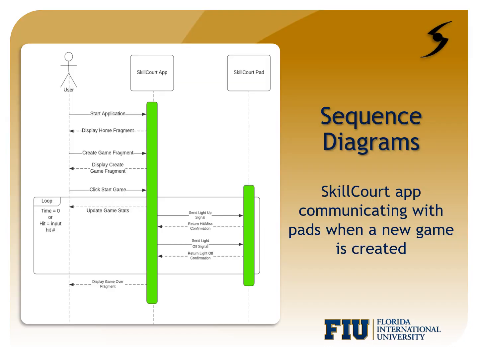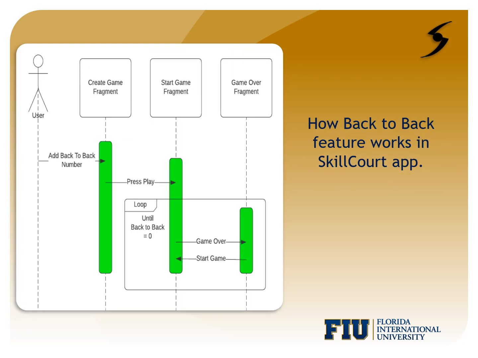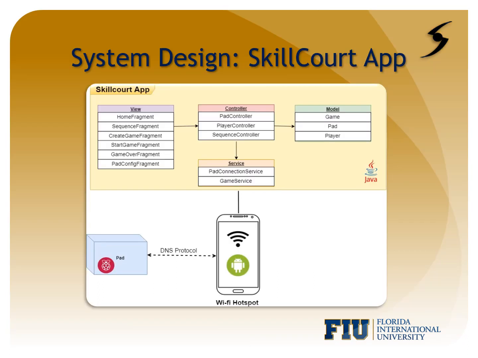This is a sequence diagram that explains how the SkillCourt application is communicating with the pads. This is a sequence diagram that explains how the SkillCourt application is interacting with the SQLite database. This is how the back-to-back feature works. After the game is over, it will restart again automatically any amount of time that the user wants. This is how the pad sends constant messages to the application, which shows that the pad has not lost connection yet. This is the system design for the SkillCourt application.